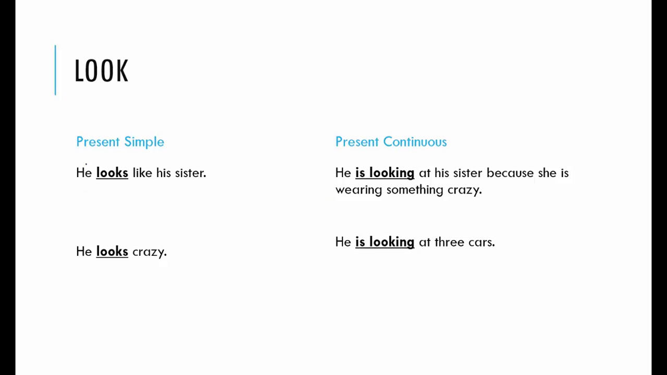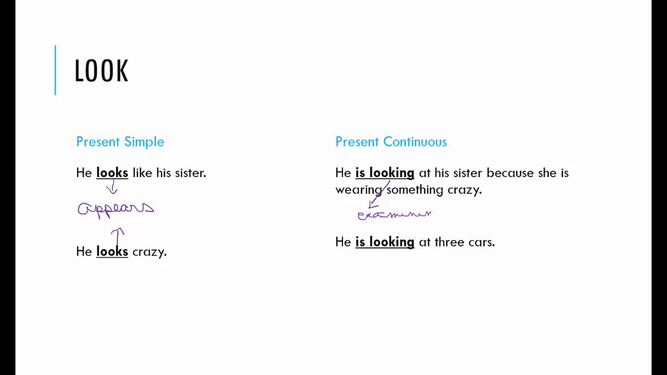The next one is look. So look in the present simple means appear. His appearance. He appears like his sister. He appears crazy. The appearance is similar to his sister's. When you do it in the present continuous, this is actually like an examination. So he is looking at his sister. Again, it's that action.